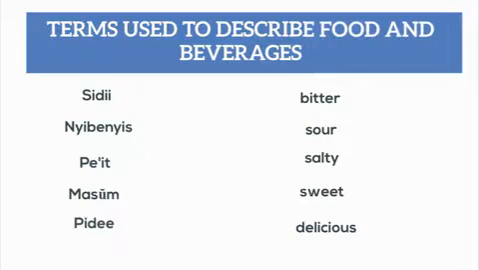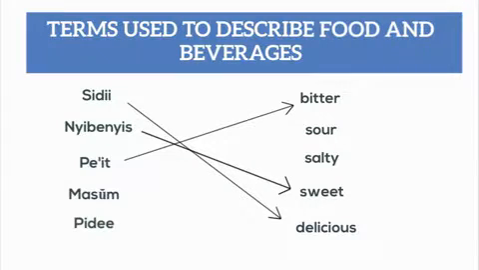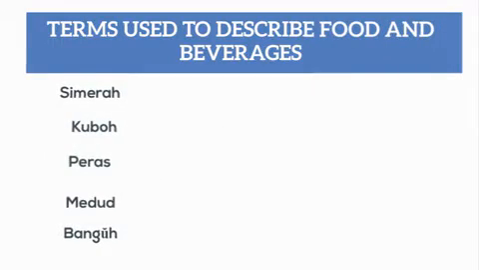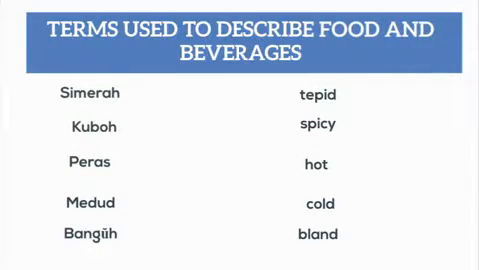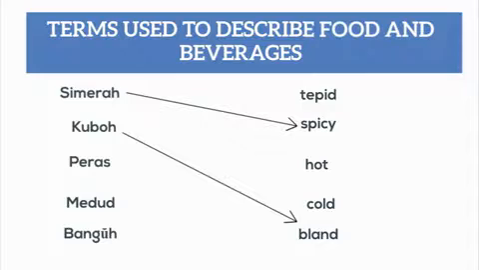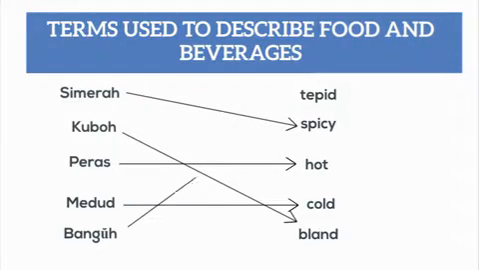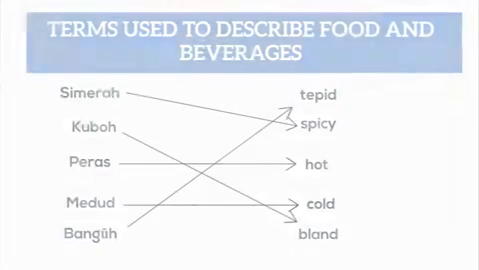Done? Let's check your answers. CD means delicious, nyebenis means sweet, peit means bitter, masam means sour, and pide means salty. Let's try another set. Done? Let's see. Semerah is spicy, kuboh is bland, peras is hot, medut is cold, and bangeh is tepid.